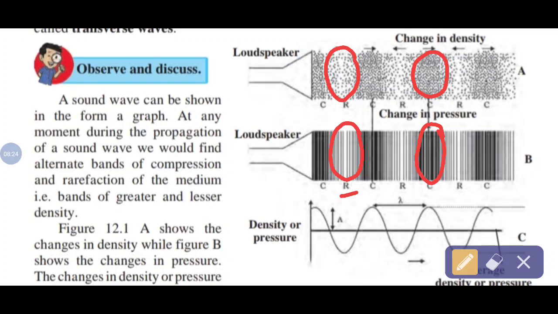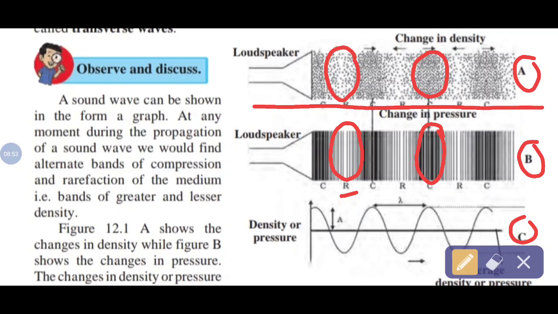Now figure 12.1a. Where is figure A shown? This is figure A. Figure B and figure C are given here. Figure 12.1a shows the changes in density, less or more, greater or lesser, while figure B shows changes in pressure. In figure B, what is shown here? Change in pressure. Clear, all of you? Next.